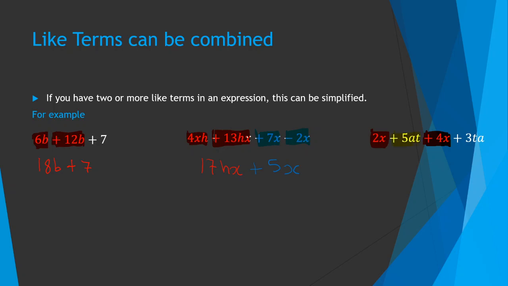So in red, what can I write? 2x plus 4x, well, that gives me 6x. And in yellow, I can say 5at plus 3at is 8at. Okay, so it's probably a really good idea to use your highlighters, maybe use different colored pens, and that way you can really, really easily combine or simplify like terms.